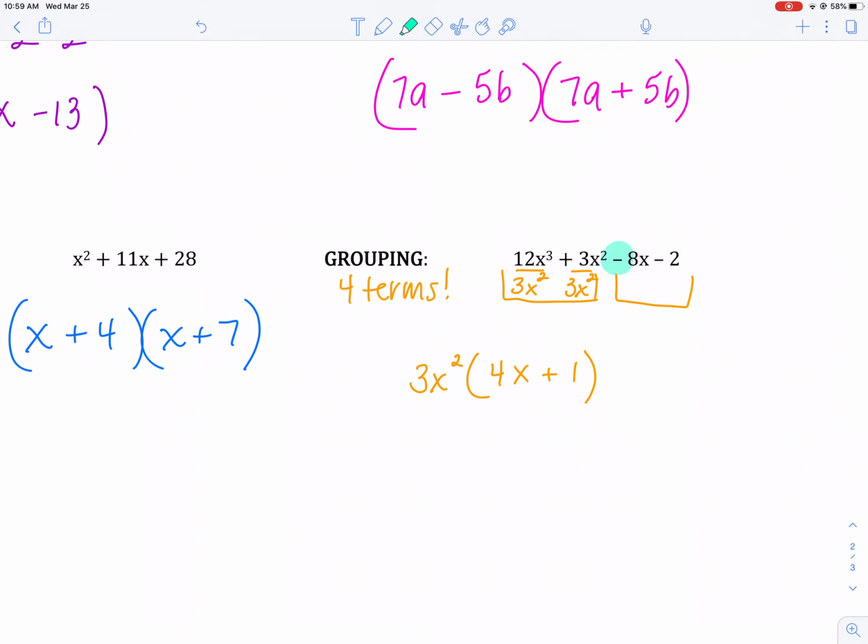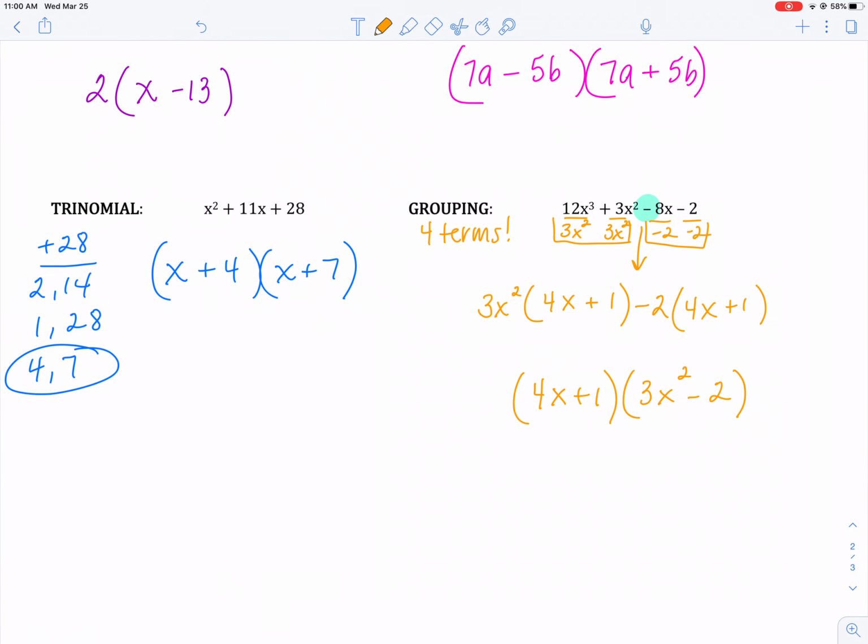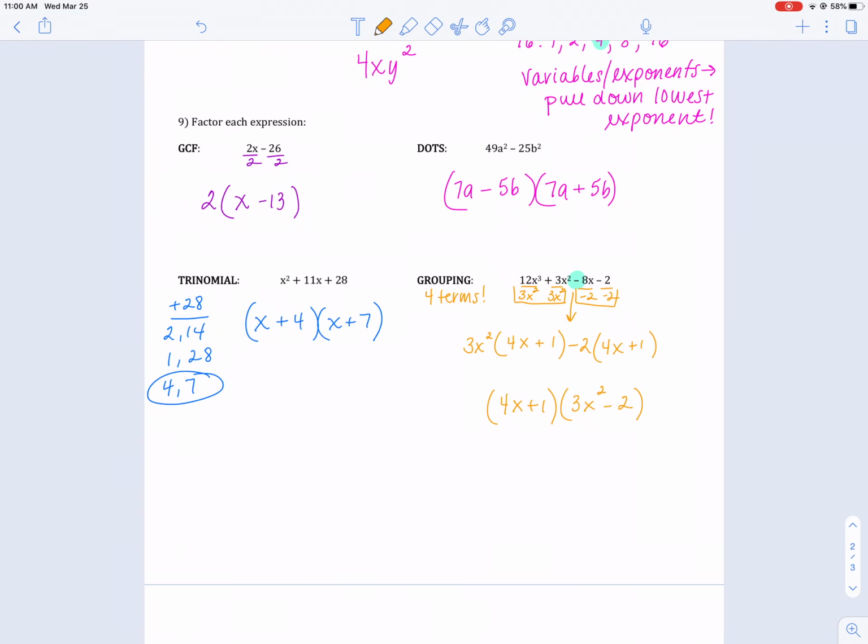Here, take note, this is a minus. That means that a negative GCF has to come down. The GCF between 8 and 2 has to be a 2. They don't both have an x in common, so now I can divide each of these by negative 2. Negative 8x divided by negative 2 is positive 4x. Negative 2 divided by negative 2 doesn't cancel out; anything divided by itself is 1. Okay, this looks good. I have a common factor of 4x plus 1. That's one of my factors. The 2 GCFs, 3x squared and minus 2, create my other factor, and that's my answer: 4x plus 1 times 3x squared minus 2.